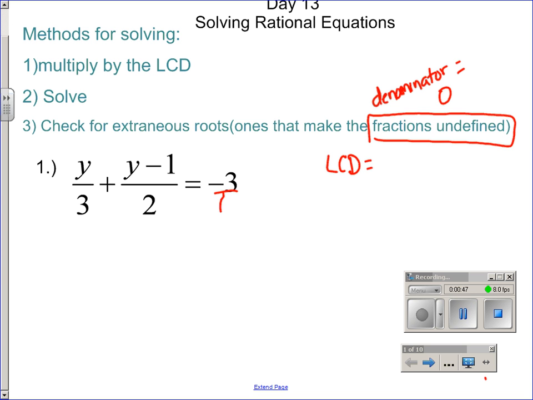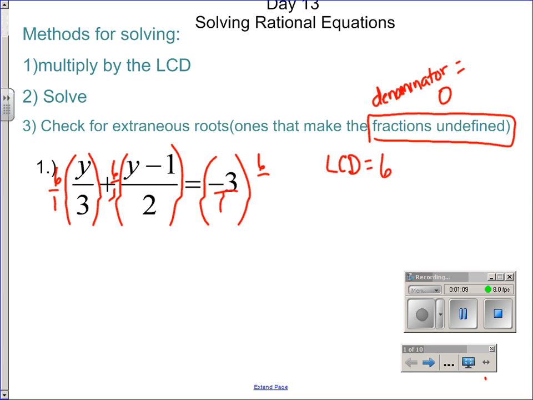So you're looking at 3, 2, and 1. What is the least common denominator for those? The least common number that all of them will go into. Perfect. 6. Now it says multiply by the LCD. So now you're going to multiply each one by 6 over 1. So each fraction by 6 over 1.